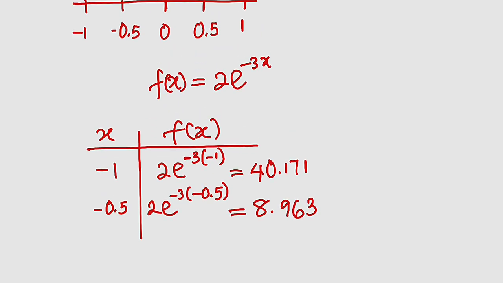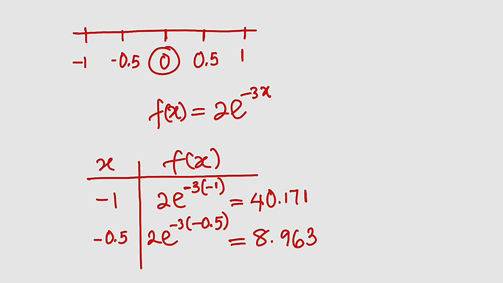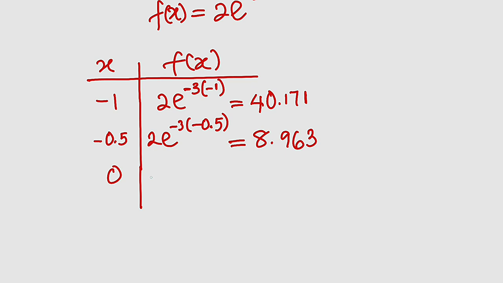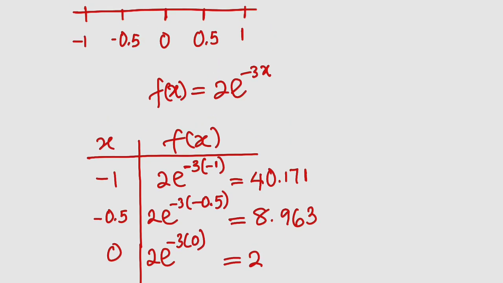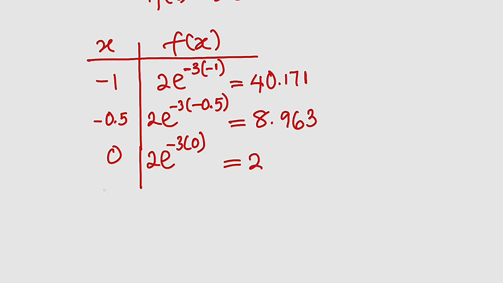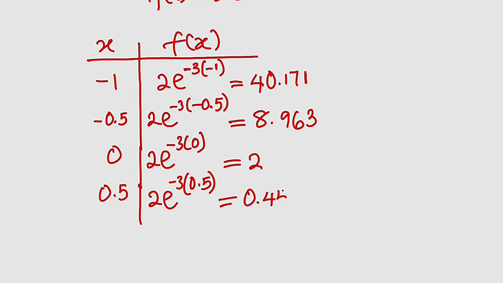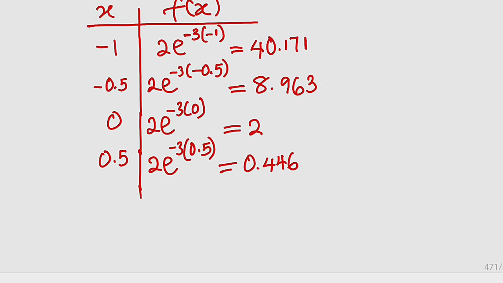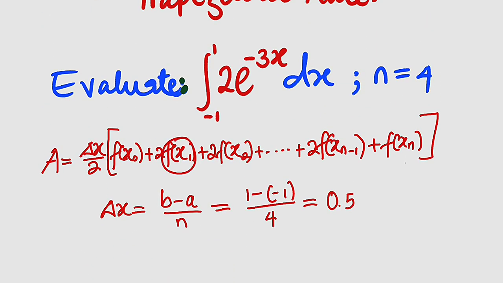8.963. Then we take the next one, that is when x is equal to 0, which is this value right here. When x is 0, we have 2e to the negative 3 times 0. Negative 3 times 0 will give us 0. E to 0 is 1. 1 times 2, this would give us 2 exactly. The next one, that is when x equal to 0.5. We have 2e to the negative 3 times 0.5. This will give us 0.446. Then the last one, that is when x equal to 1. We have 2e to the negative 3 times 1. This will give us approximately 0.100. All right, we are done with simplifying all these f of x's.